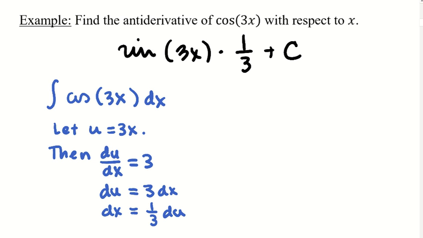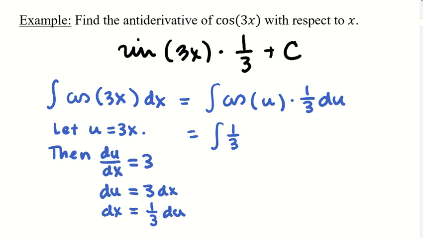Okay. Now I'm going to actually substitute on dx. So now I have the antiderivative of cosine of 3x, which is u, and dx is 1/3 of du. So this is 1/3 of cosine of u du. And then you think, okay, well, what's an antiderivative for cosine of u with respect to u? Well, that's sine of u.